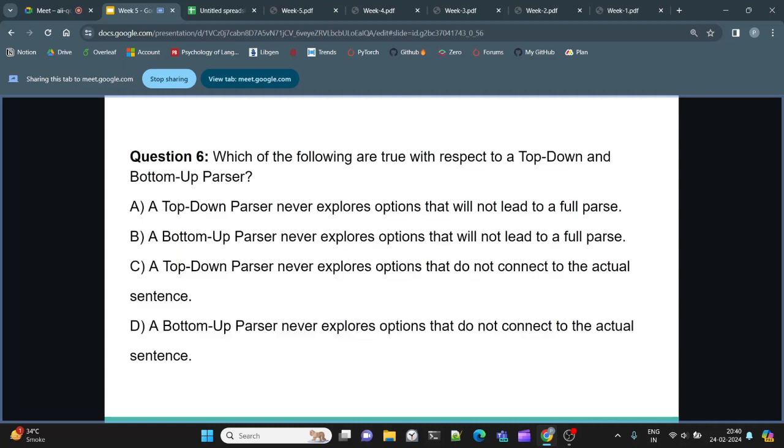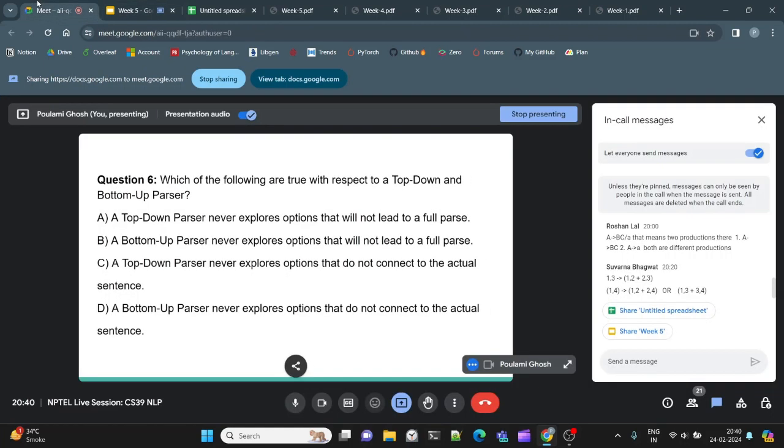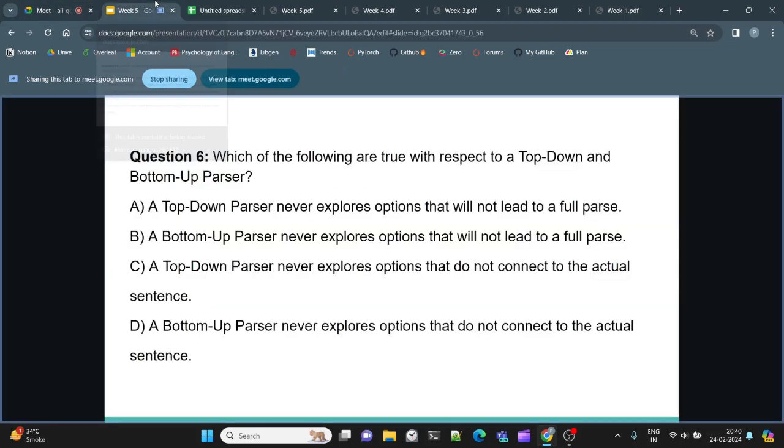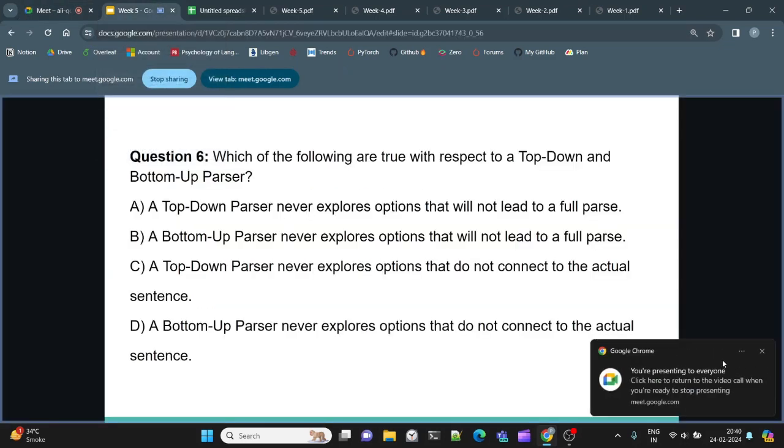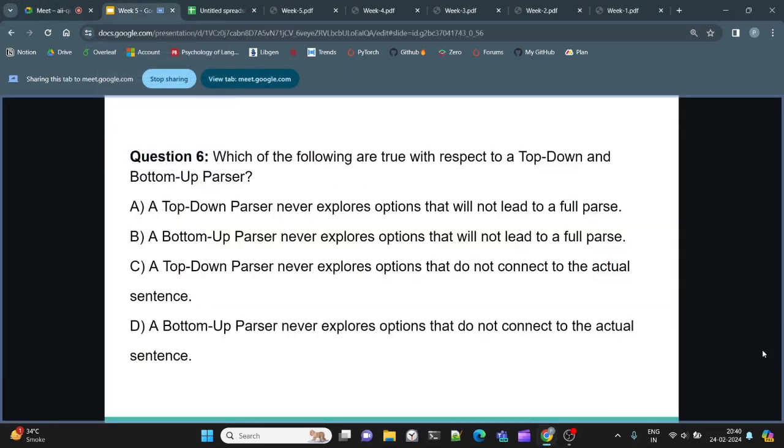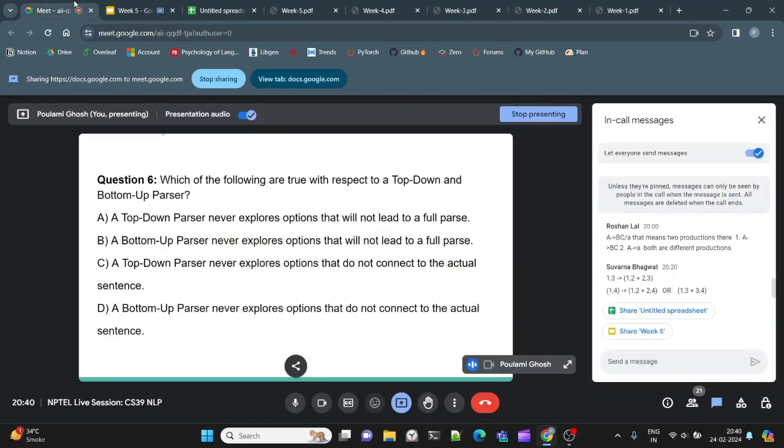So this one is based on top down and bottom up parsing. So again we have been given four statements. We have to say which of these are true. You can all quickly try this once and try posting your answer in the chat.